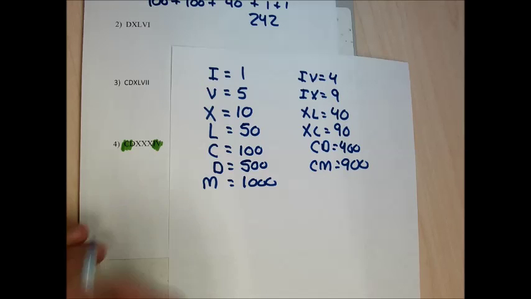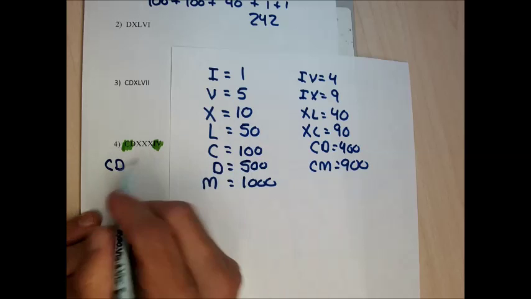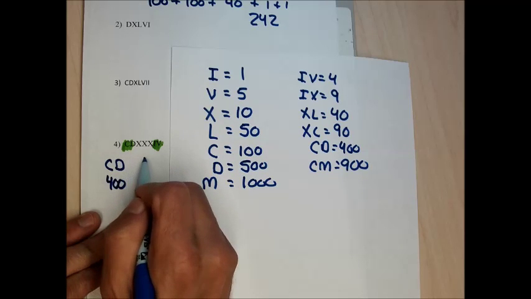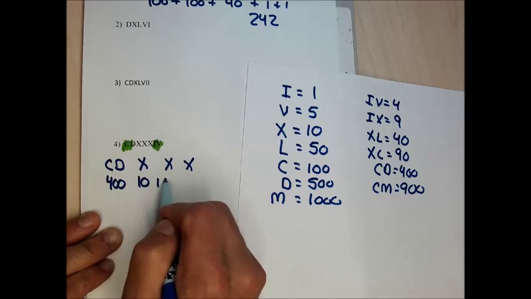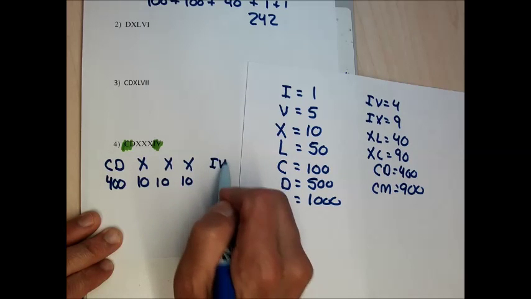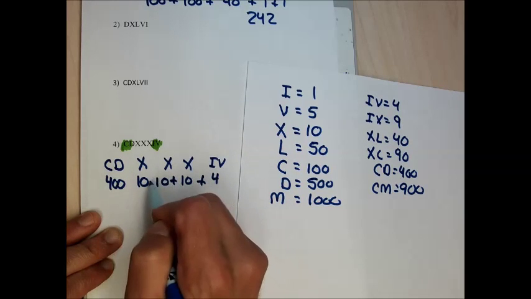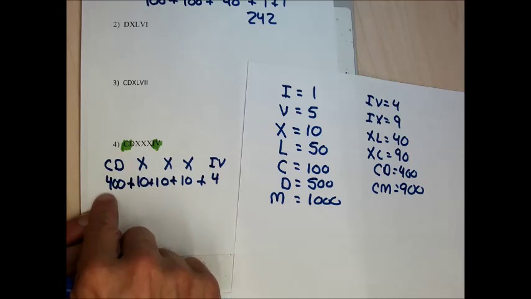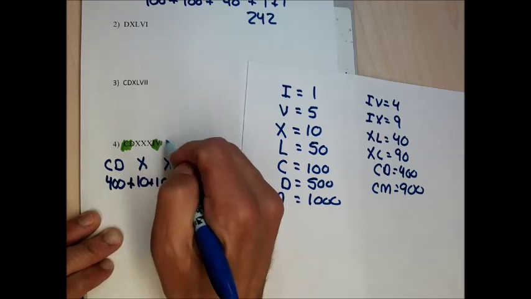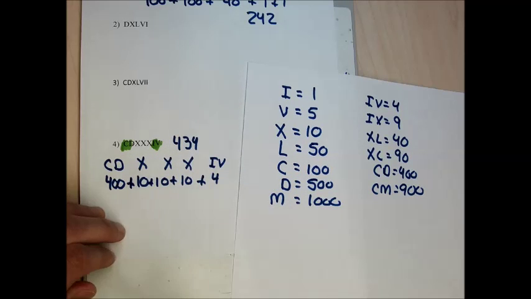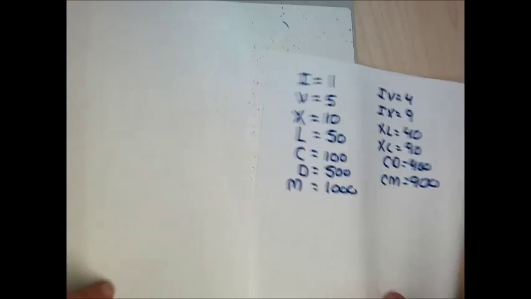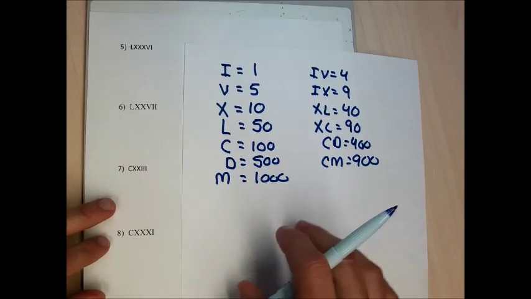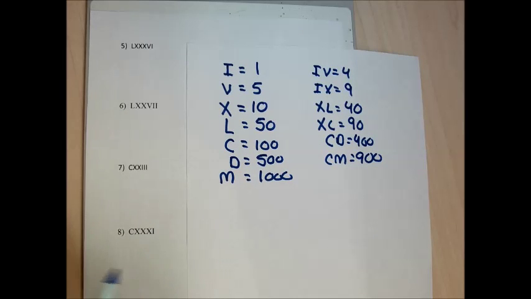So when I go to write my number down, for the CD part, I'm going to put 400. For each of the 3 X's, I'm going to put 10. And for the IV part, I'm going to put 4. I'm just going to add those numbers together. 400, 410, 420, 430, 434. My problem 4 is equal to 434. Again, your problem 3, in case you want to double check it, is equal to 447. So these are super friendly problems. Let's look at 5 and 6 and 7 and 8, and maybe I'll do 5 with you real quickly.